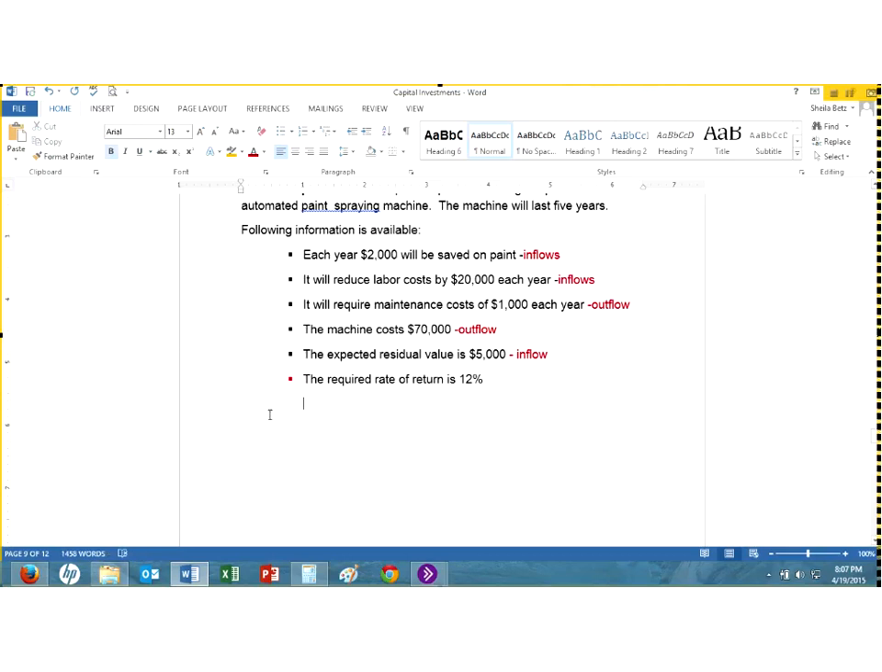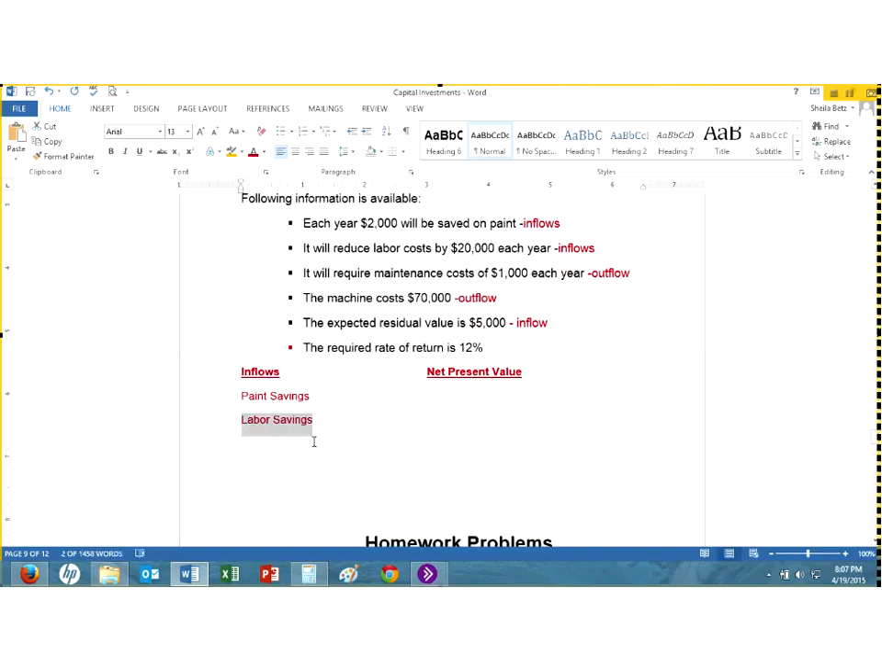So let's look at this problem. First we're going to look at the inflows, and let's just list the inflows first. We have the paint savings, we will have the labor savings, and we will have the residual value. All right? So now let's go over and calculate the net present value of each of these 3 items.